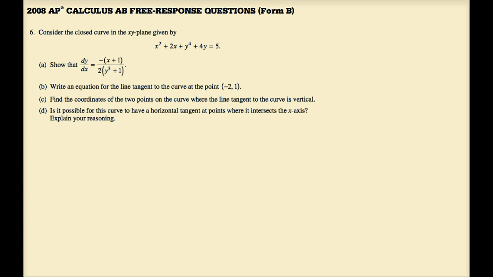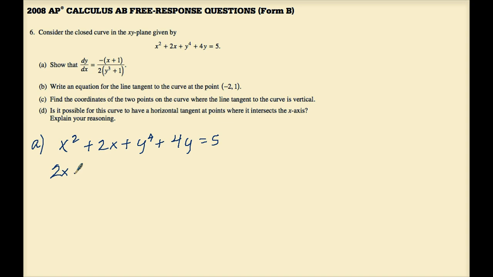Now let's do a couple of free response questions from previous AP exams. This one is from the 2008 AP exam. And notice it's number 6, so it's on the non-calculator portion of the exam. Letter A states, show that dy/dx is equal to negative quantity x plus 1 over 2 quantity y cubed plus 1. So let's differentiate implicitly this equation. I'll rewrite it. x squared plus 2x plus y to the fourth plus 4y is equal to 5.